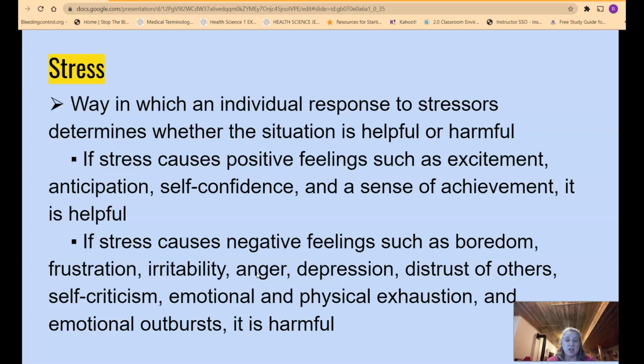So a stress could be for somebody maybe playing a sports game or being in a tournament or giving a speech. But with that comes excitement, anticipation. You become more confident when you're able to do it. Whereas for somebody else, giving a speech may be a very negative stress for them. They feel sick, they have an upset stomach, they just had anxiety. So it's different for everybody.